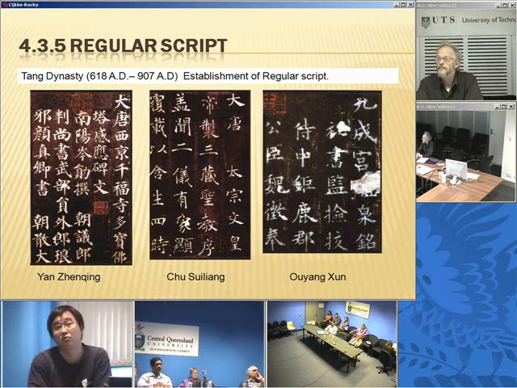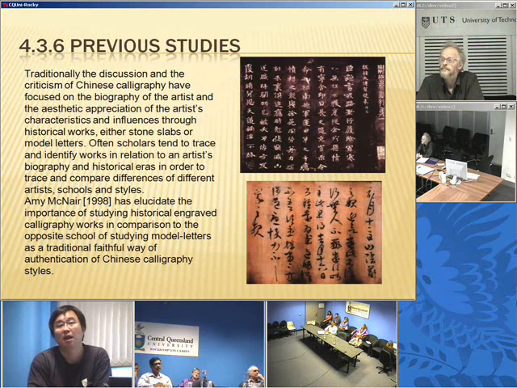Even though it's a regular script, you can see the distinctive characteristics among these calligraphers. The regular script is used to this date, and newspapers and official documents use this type of font. And the study of Chinese calligraphy and its aesthetics varies, and mainly I summarized it into two aspects.